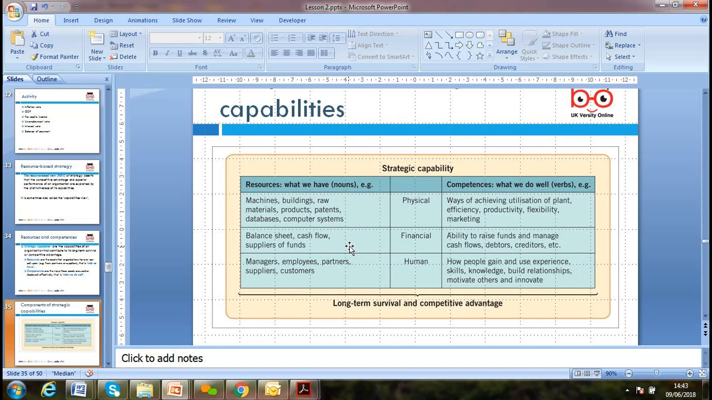So that's all about the balance of financial resources, which means cash, how I have the ability to raise it, manage it and employ it, and human resources, how we have the ability to use the people, the right person in the right team at the right place.